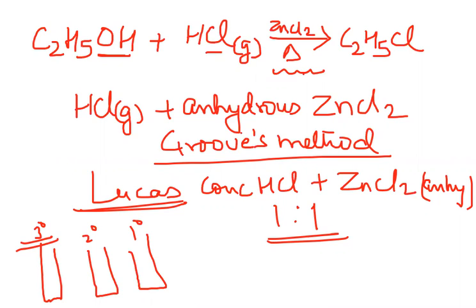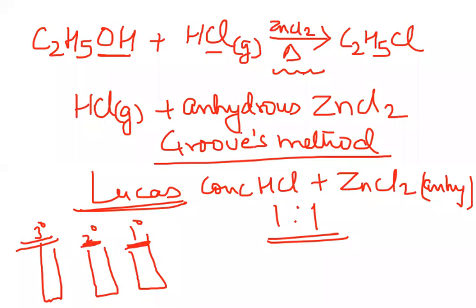The turbidity that is formed is due to the formation of RCl, the R being the tertiary group. And in the case of the secondary alcohol, it is going to take about 5 minutes for the turbidity to appear. And in the case of the primary alcohols, it may not appear at all, and even if it appears, you have to leave it for quite some time. So this forms the basis of distinguishing between primary, secondary, and tertiary alcohols using Lucas reagent.